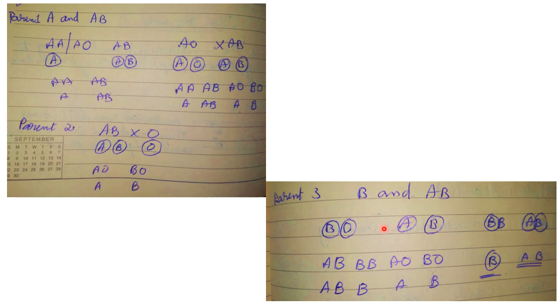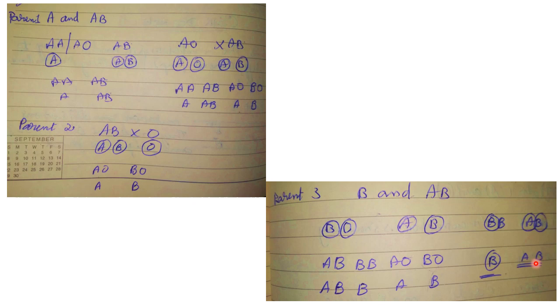Then parent set 3, A and AB. If you take, as said earlier, for B it can be either BO or BB for the B parent, and the AB parent will have only AB genotype. And you can get AB, B, A and B, or B and AB as your offspring blood group.